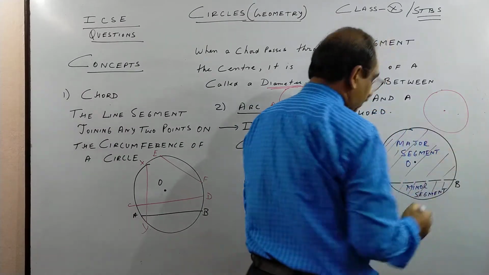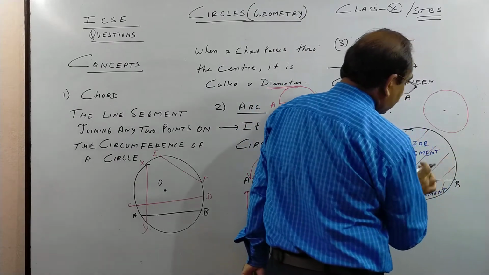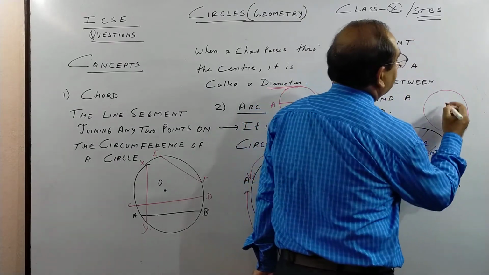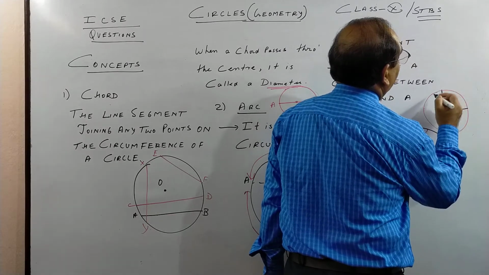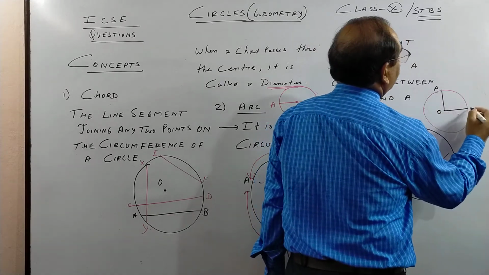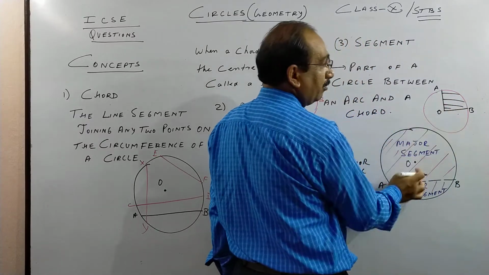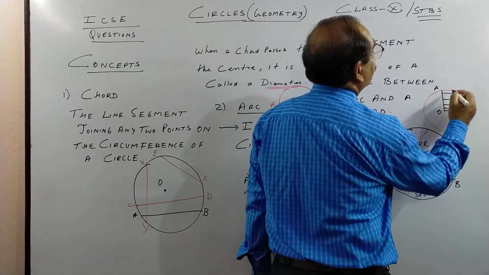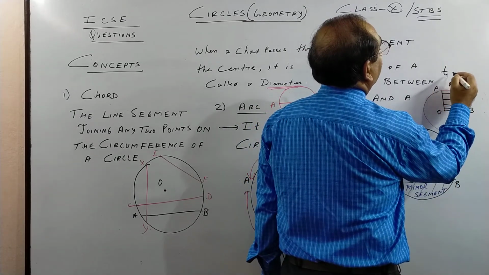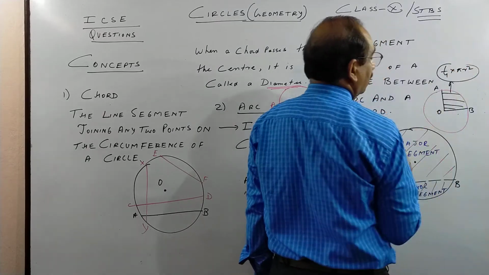I was telling you about the sector. If you want to see a sector, children, in a segment the chord does not pass through the center. In a sector, you will have something touching the center of the circle. Understood? So if I talk about this sector, see how it is different from a segment. This is a sector, and the area of this is 1/4 of the area of the circle, so we have an area of 1/4 pi r square.